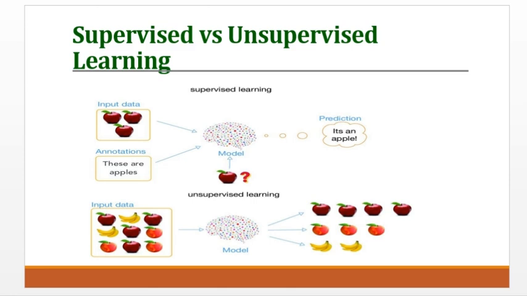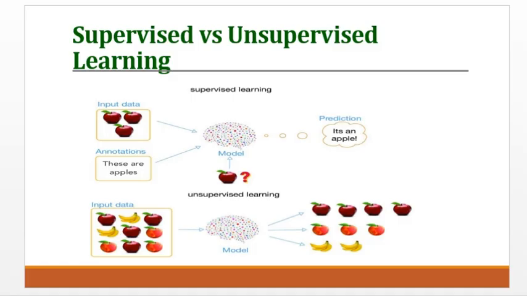Now, the difference between supervised and unsupervised learning is, in supervised learning, the model is acting under supervision, whereas in unsupervised learning, the model is not acting under supervision. And supervised learning works based on a labeled data set, whereas unsupervised learning is based on an unlabeled data set. In supervised learning, the output is already known to the model, whereas in unsupervised learning, the output is not known.